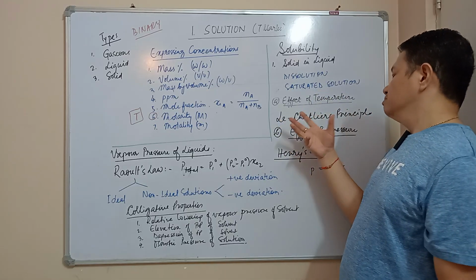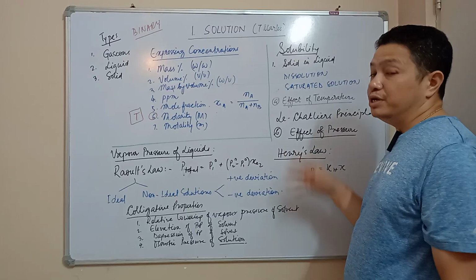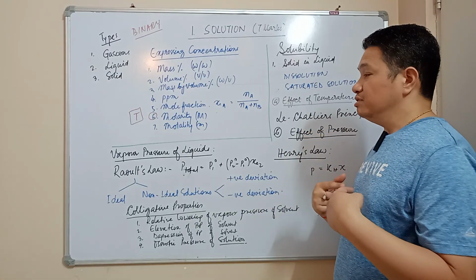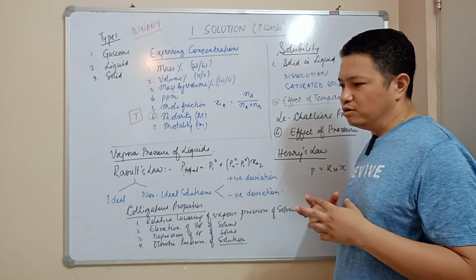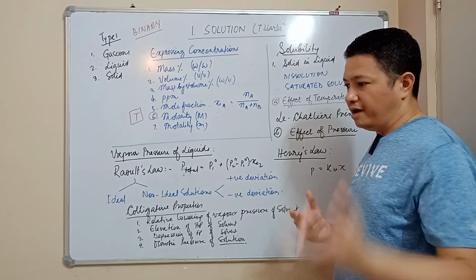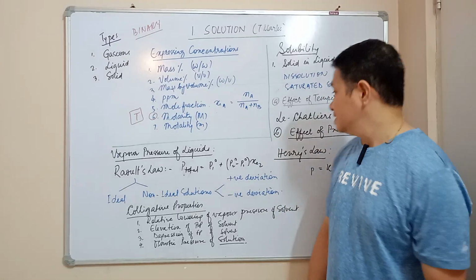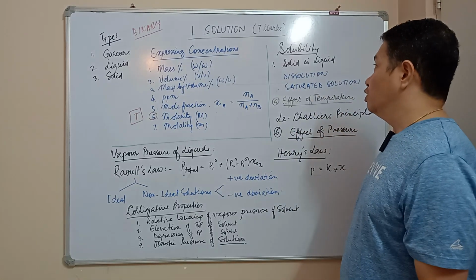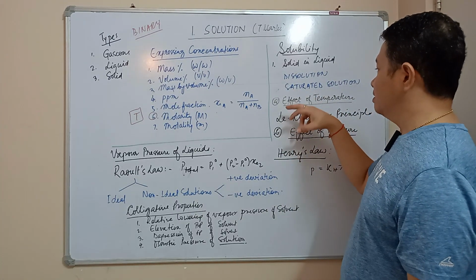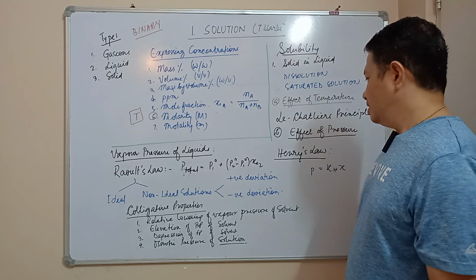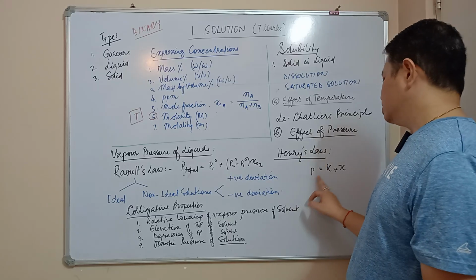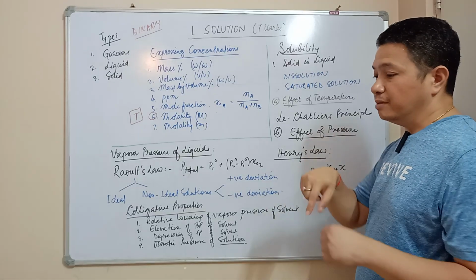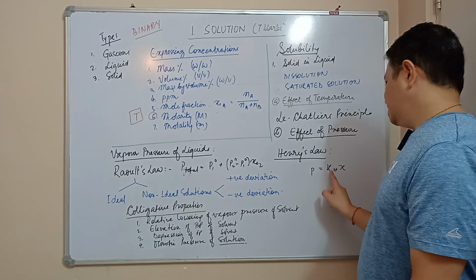Then Le Chatelier's principle has something to say about the effect of temperature on whether it will increase or decrease the solubility. It depends on the change in enthalpy that you have learned in class 11 in thermodynamics. Then what is the effect of pressure on the solubility? Then there comes Henry's law, which says the partial pressure of one of the components is proportional to the mole fraction of that component in the solution. And this is Henry's constant.